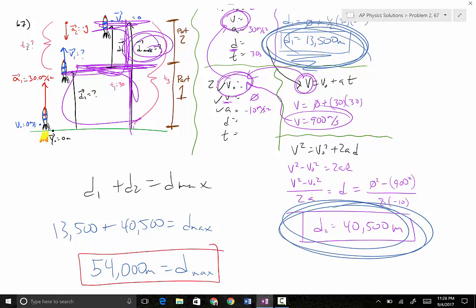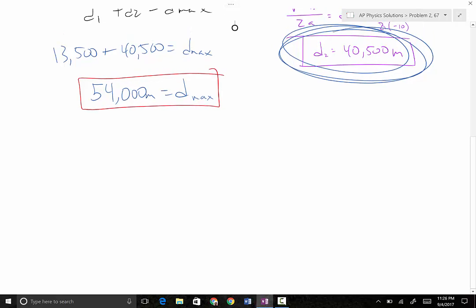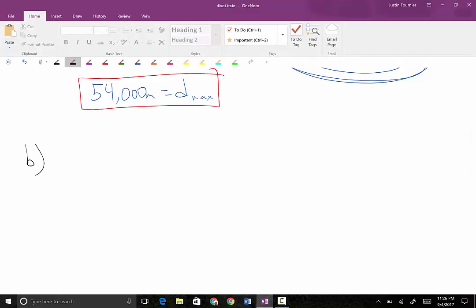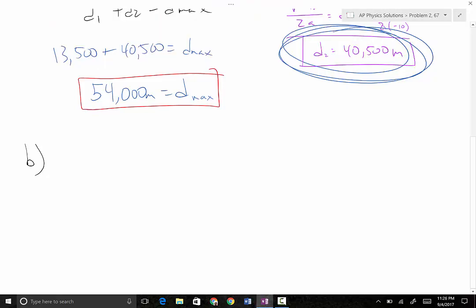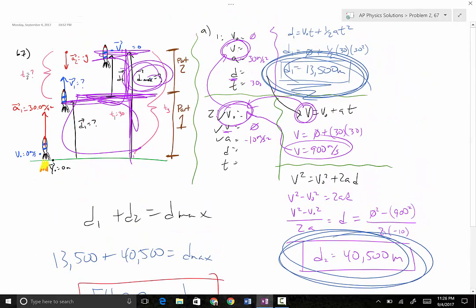Next up, I'm going to find out part B, which is how long is the rocket in the air? All right. So for part B, how long is the rocket in the air? I'm going to go back to my diagram, so I'll delete a little bit of this. How long is the rocket in the air?